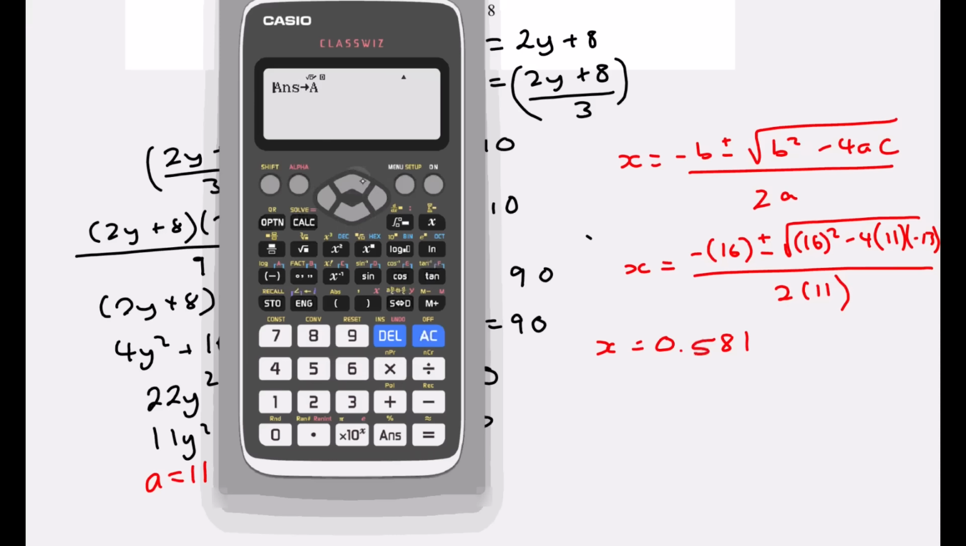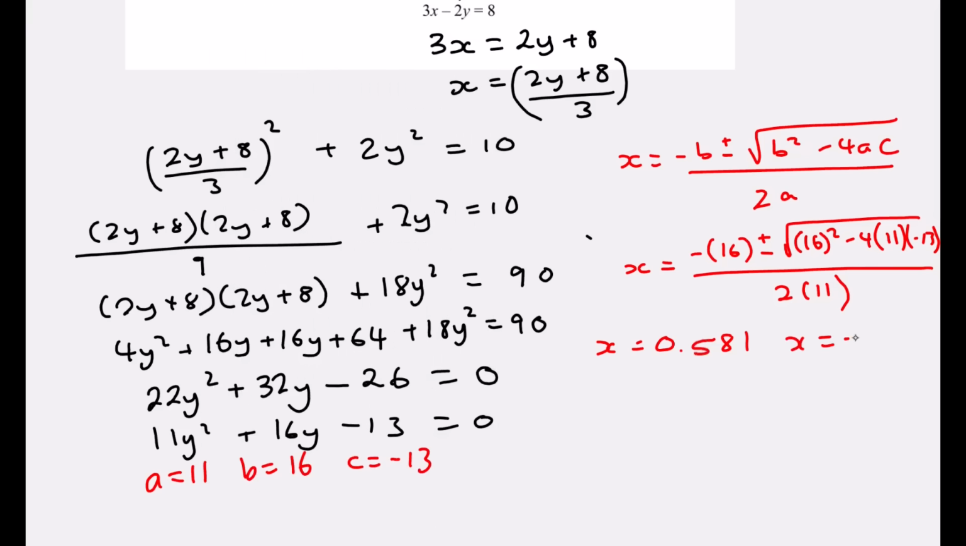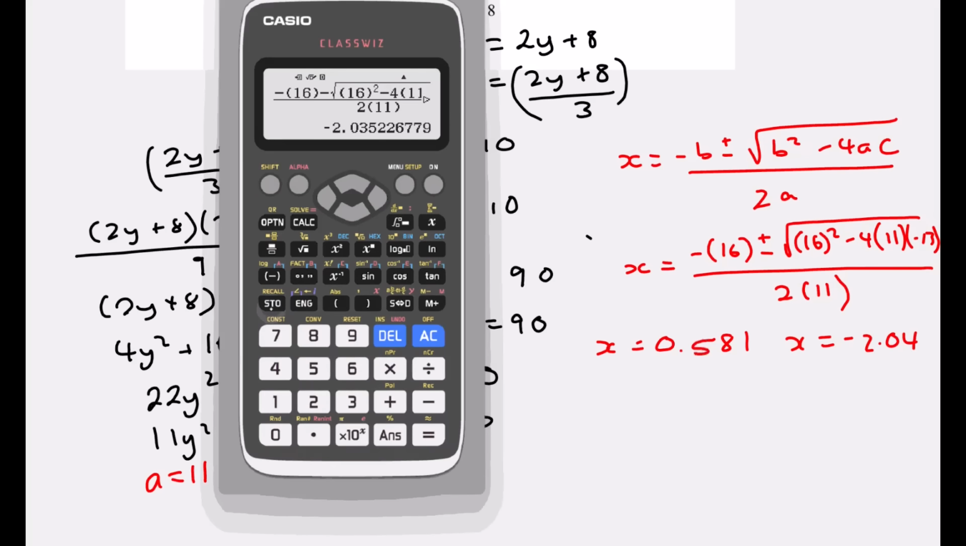And then hopefully I can go back in. Where is it? Back in to my quadratic formula and change the plus to a minus. Otherwise, I would have had to type it out all over again. And I get negative 2.04. Negative 2.04. And again, I'm going to store that one as B.